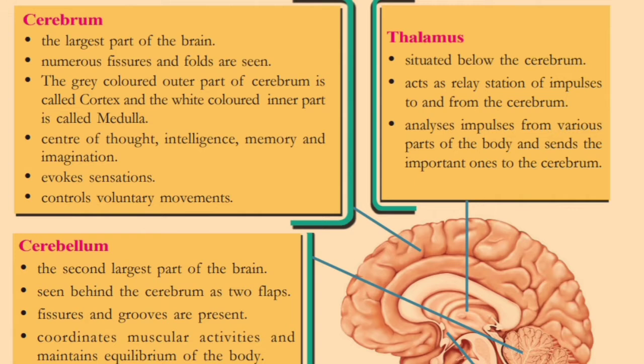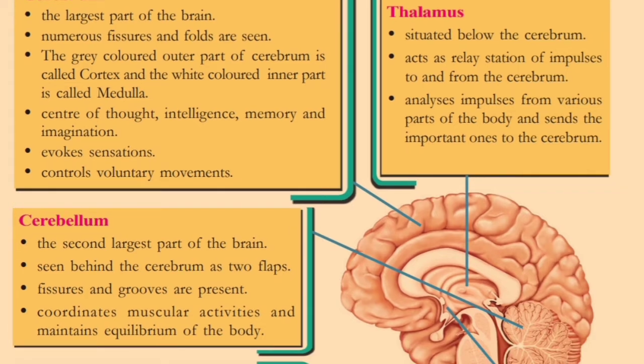Then the second part is known as cerebellum. Cerebellum is the second largest part of the brain. Where is it situated? Cerebellum is situated behind the cerebrum as two flaps. Third point, fissures and grooves are present in cerebellum.